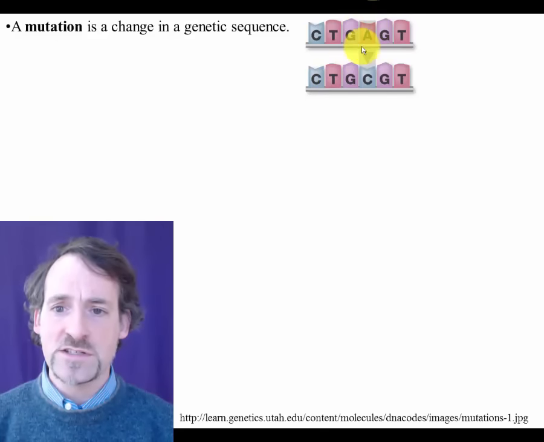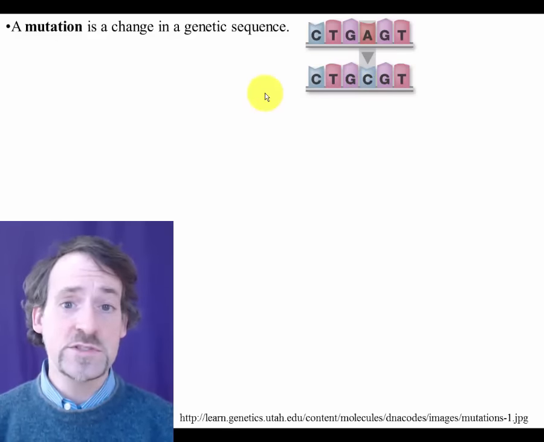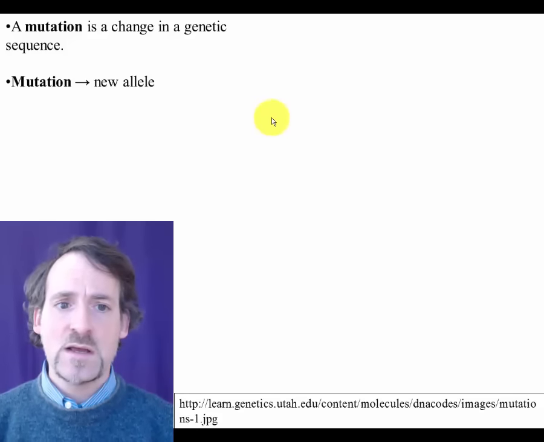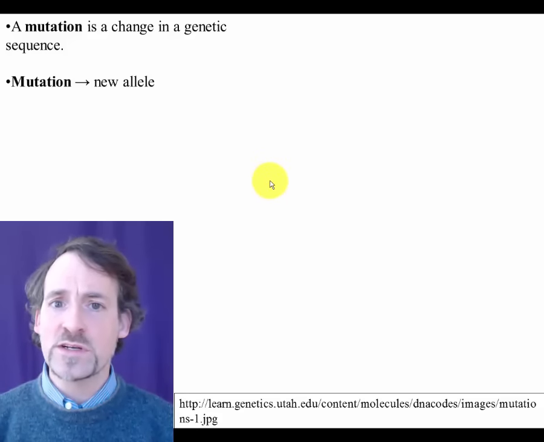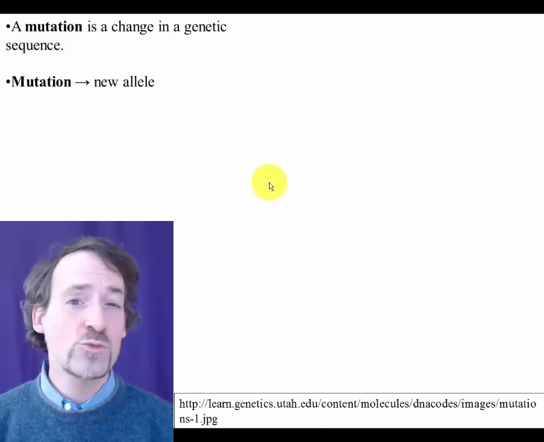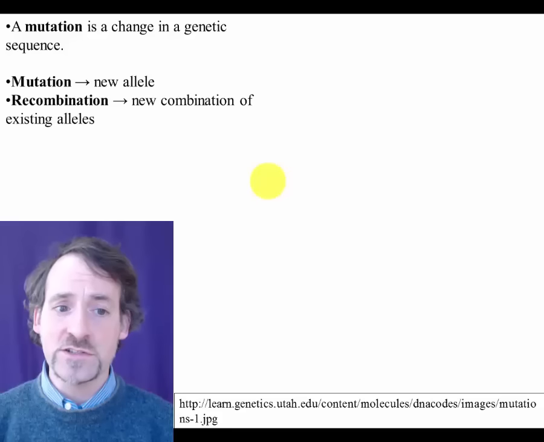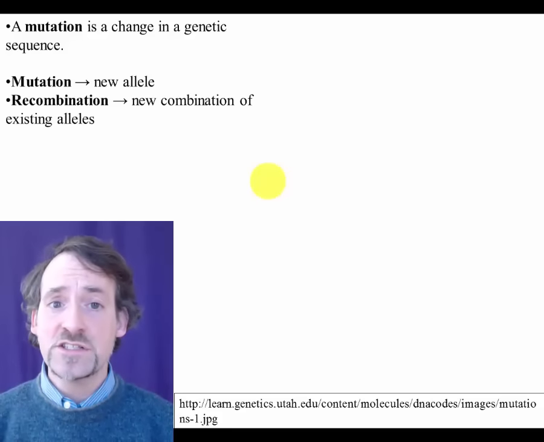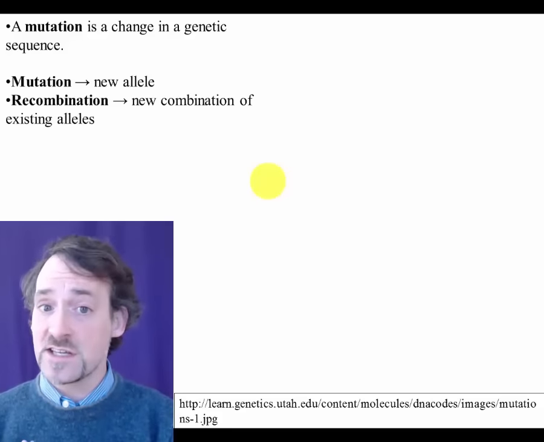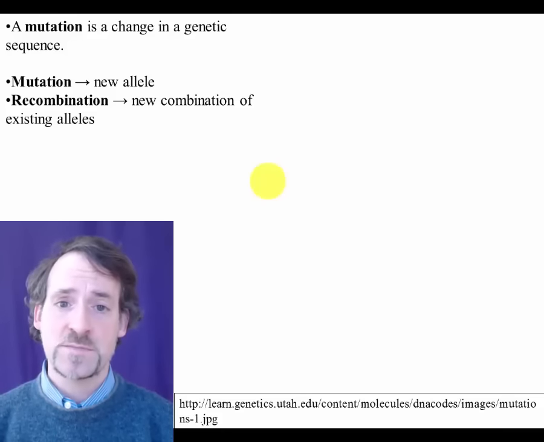A mutation is a change in a genetic sequence. So for example, here's the base adenine changing to the base cytosine, and that can potentially change what this DNA sequence does. One thing that's very important is to distinguish mutation from recombination. Mutation generates new alleles. Recombination just shuffles existing alleles into new combinations.